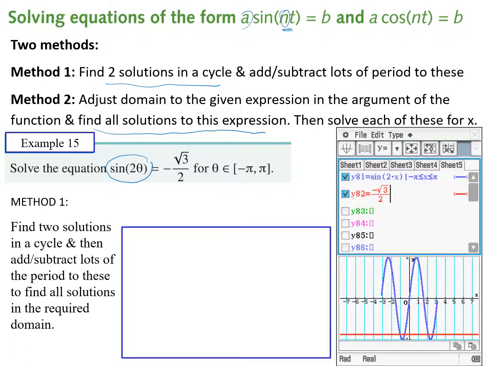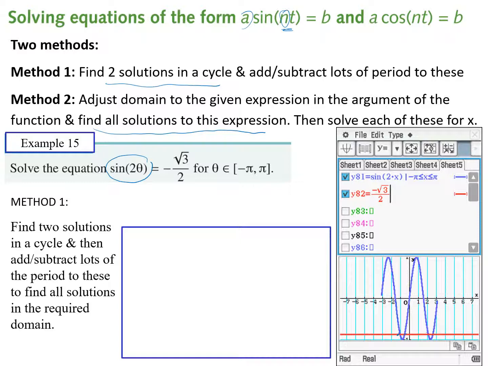So I've got y equal to sin 2x, and I'm only interested in the graph from negative pi to pi, so I'm just drawing the graph based on the restricted domain. And then I get y2, which is negative root 3 on 2. So basically what I'm looking for is the points of intersection between these two graphs. If the question asks for decimals, I will go ahead and use Analysis and G-Solve to find the point of intersection. And we could see here that we're expecting 4 solutions, okay?